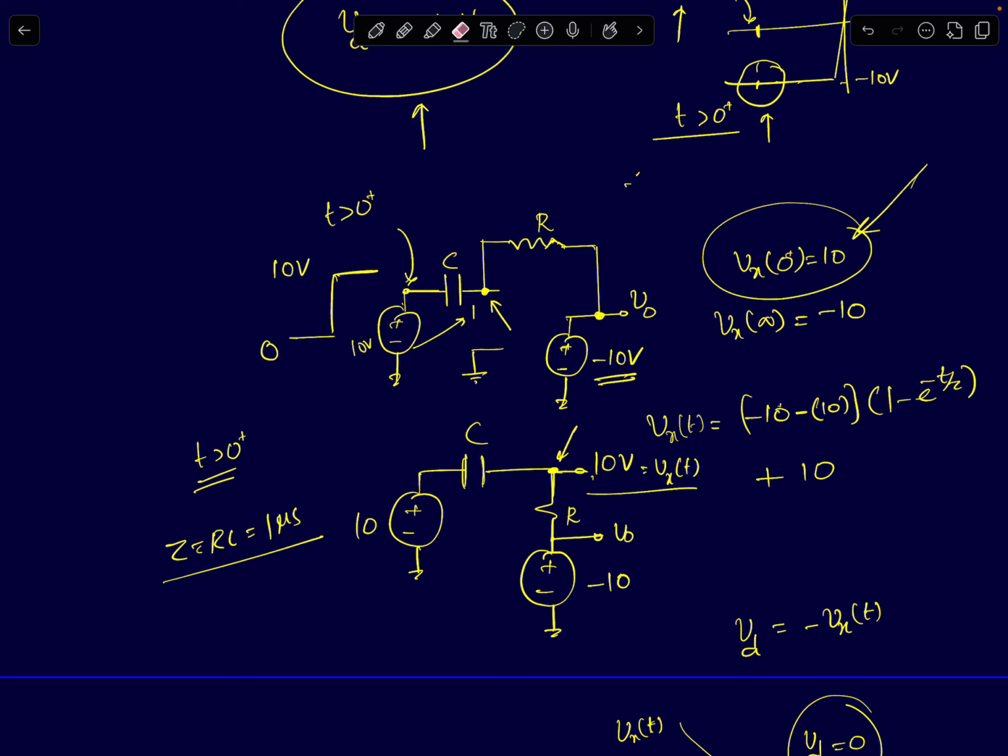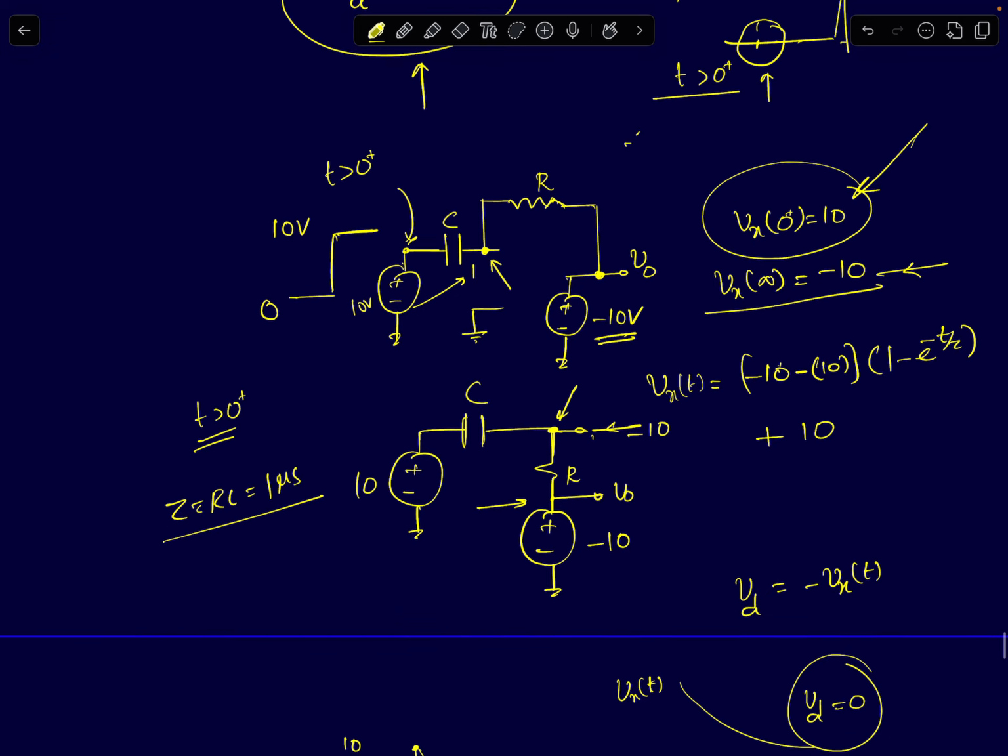Your cap will act like an open circuit. When the cap acts like an open circuit, the current through the resistor will also be 0, which means if one end of the resistor is at minus 10, the other end should also come to minus 10. So Vx of t has to come to minus 10 in the steady state. So Vx of infinity, the final value of Vx, is minus 10.